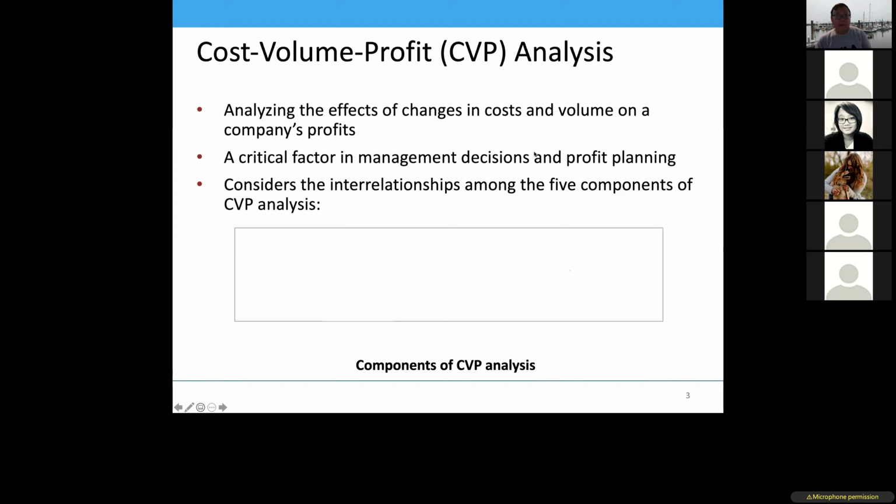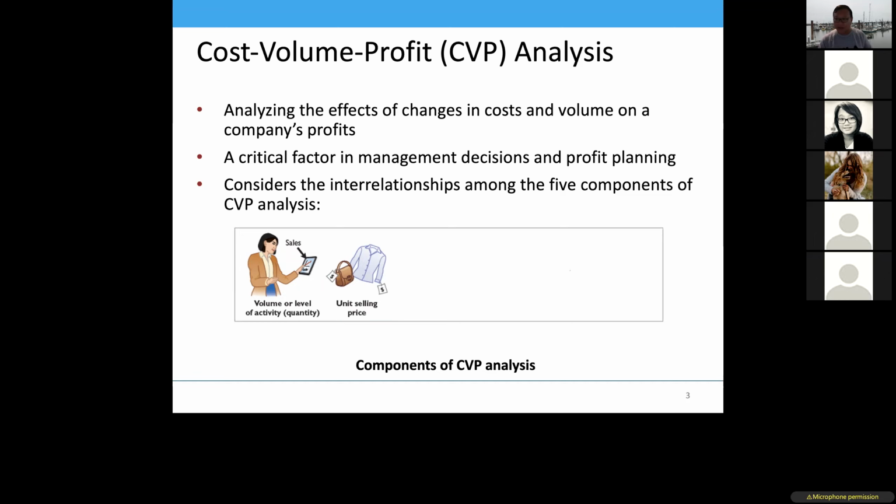So this is a very important tool for decision making, for profit planning. This analysis considers 5 components. The first one is the volume, or the level of activity, or the quantity. How many furnitures you are going to manufacture, that would be the volume. And unit selling price, how much you can sell this furniture for.